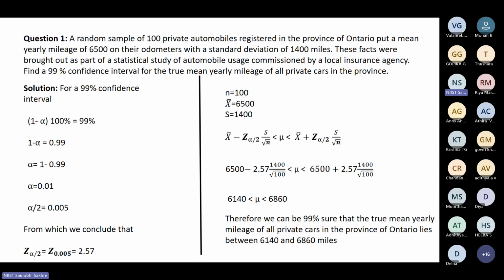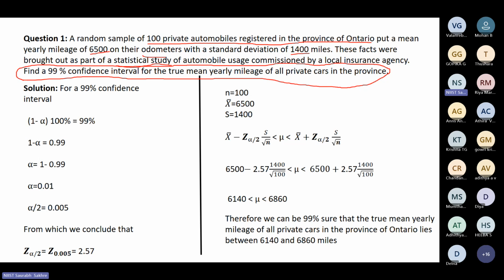Now we'll take one example. A random sample of 100 private automobiles registered in the province of Ontario had a mean yearly mileage of 6,500 on their odometers, with a standard deviation of 1400 miles. These facts were brought out as part of a statistical study of automobile usage commissioned by a local insurance agency. Find a 99% confidence interval for the true mean yearly mileage of all private cars in the province of Ontario.